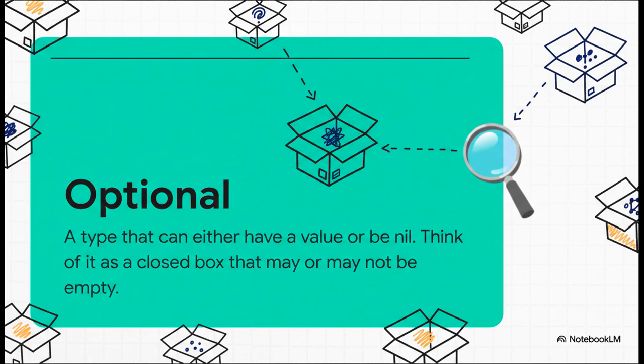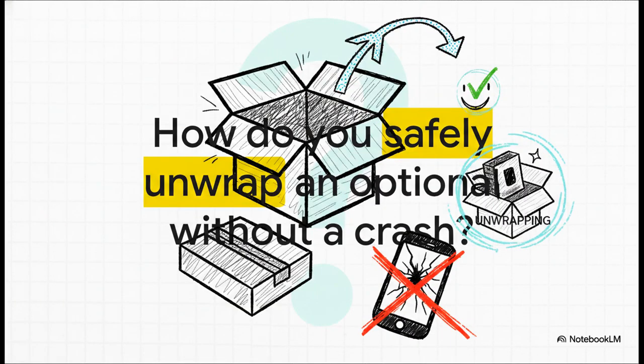When you receive one of these boxes, you have no idea what's inside. It might have the value you're hoping for, like the number 41 for someone's age, or it could be totally empty. And in Swift, we call that empty state nil. And this is the most important question, right? Because if you just assume there's something in the box and try to grab it when it's empty, your app is going to crash hard. So Swift gives us these safe ways to peek inside before we try to use the value.